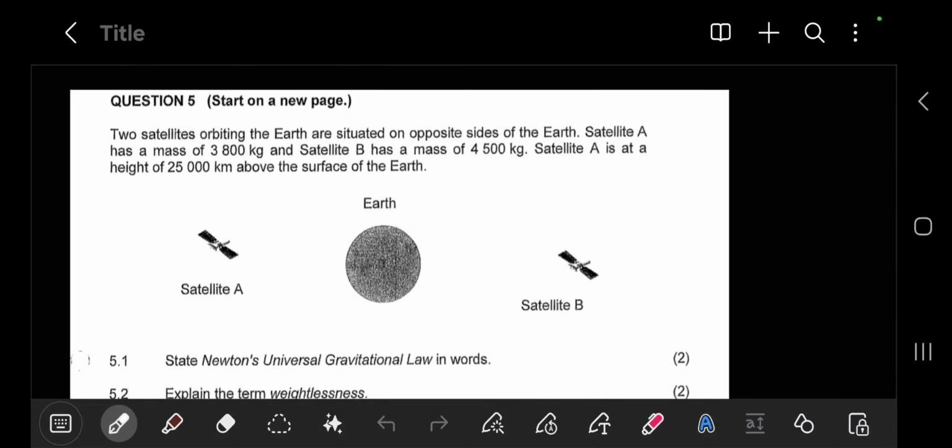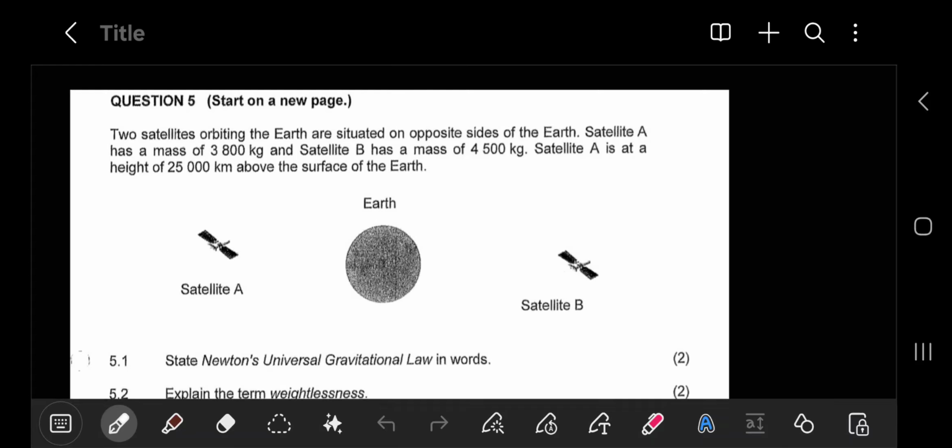Here is our second practice problem based on Newton's law of universal gravitation for physics grade 11. Here we have question 5 that says, two satellites orbiting the Earth are situated on opposite sides of the Earth. Satellite A has a mass of 3,800 kg and satellite B has a mass of 4,500 kg. Satellite A is at a height of 25,000 kilometers above the surface of the Earth.